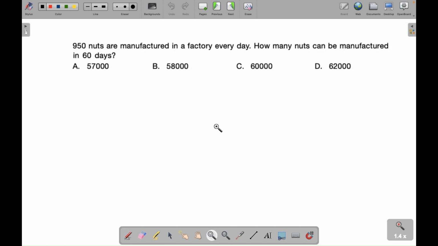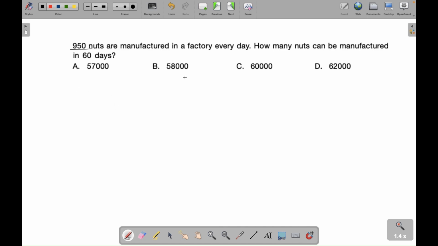Moving on to the next question. 950 nuts are manufactured in a factory every day. How many nuts can be manufactured in 60 days? So again, repeated addition. First day will be able to manufacture 950 nuts. Second day 950 plus 950. Third day 950 plus 950 plus 950. So repeated addition, so we apply multiplication.